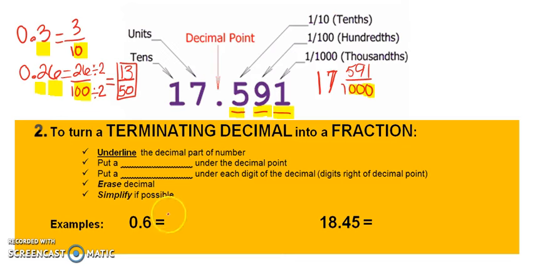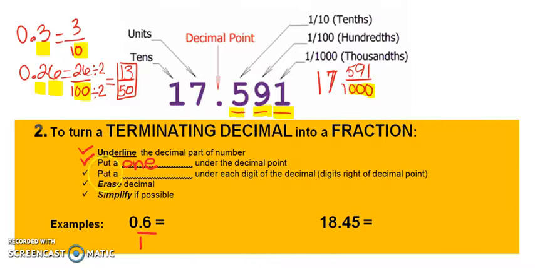Let's look at these examples on the Golden Rules page. 0.6. If we read it properly, we see it says 0 and 6/10. Let's follow what we learned just now. Let's make the decimal part of the number into a fraction by first underlining the decimal part of the number. Done. Now we're going to put something under the decimal point. Since it's out of 10, 100, or 1,000, of course this is where the 1 will go. So we're going to put a 1 under the decimal point itself.